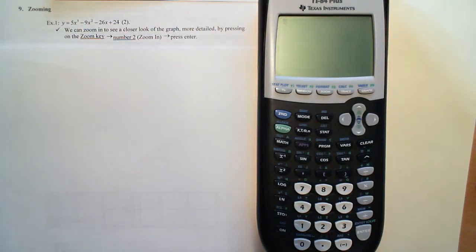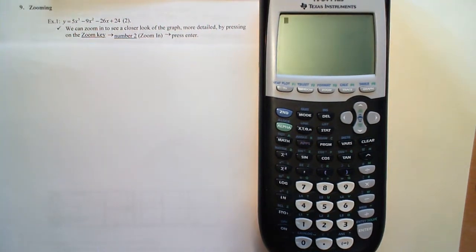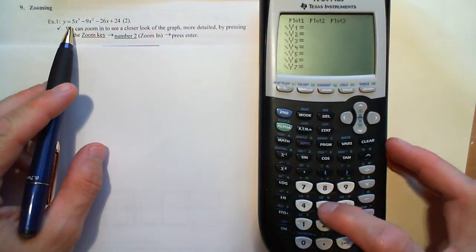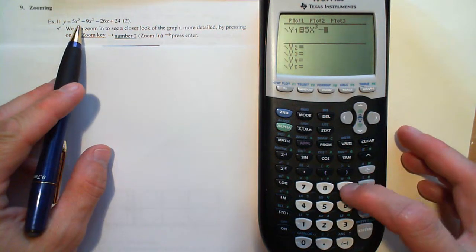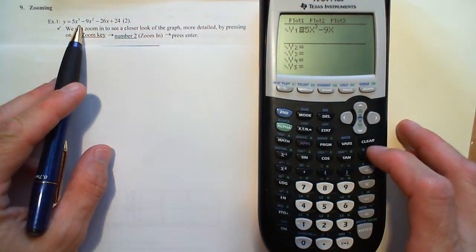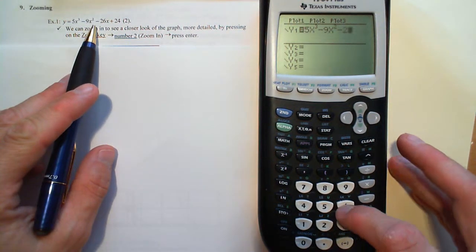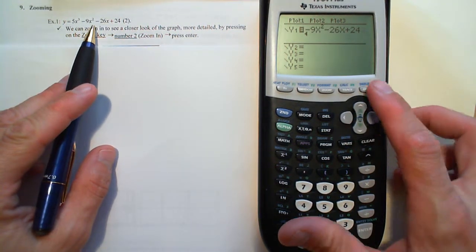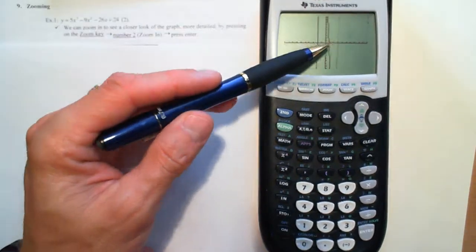This example we'll be doing with zooming in and zooming out of an equation, looking at it in different window sizes. I'm basically going to put this equation in, where it's going to be 5x cubed minus 9x squared minus 26x plus 24. So if I was to graph this, right now it is graphed in a normal negative 10, 10 screen.